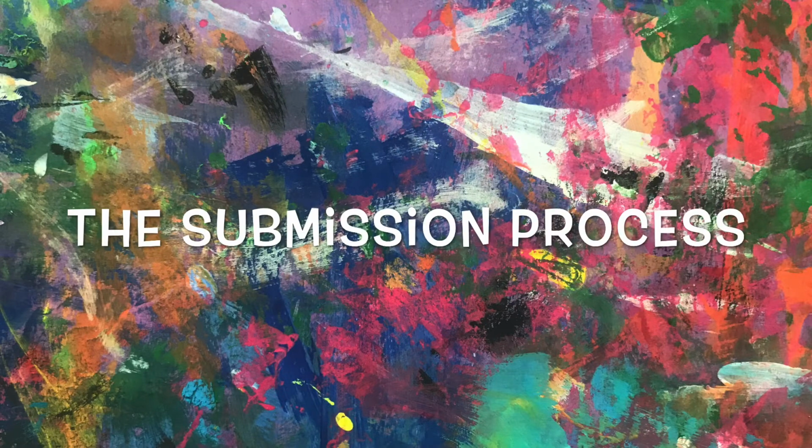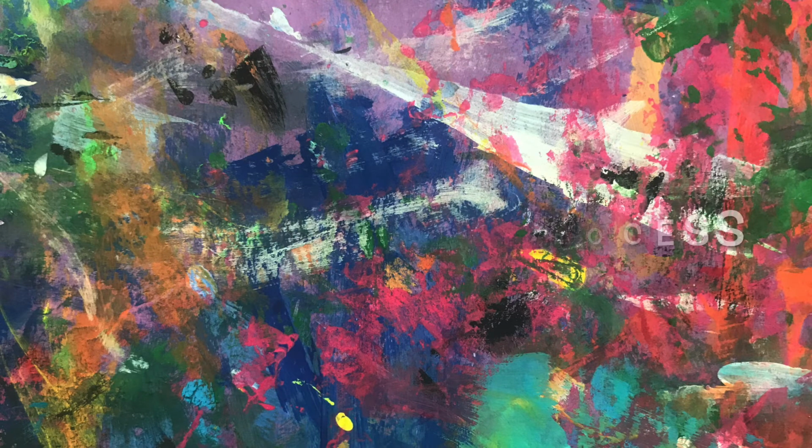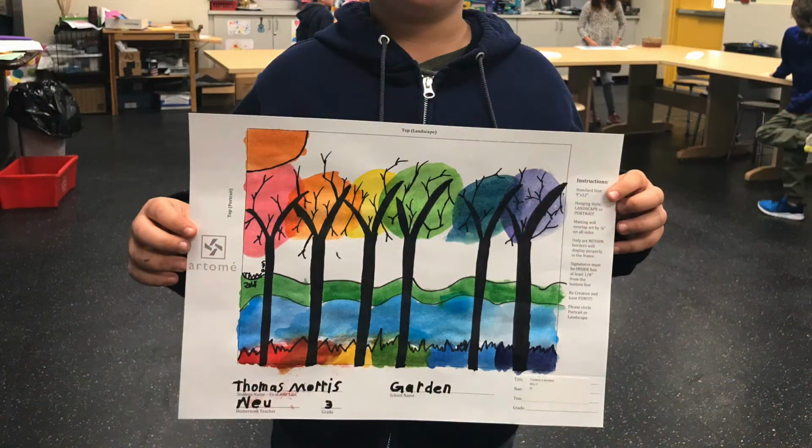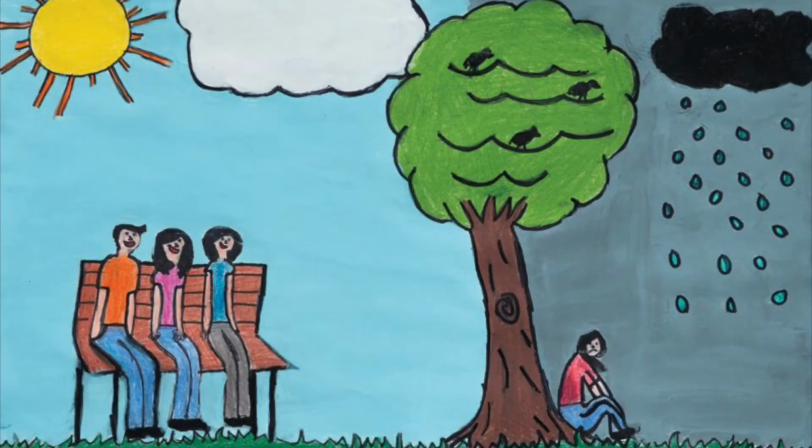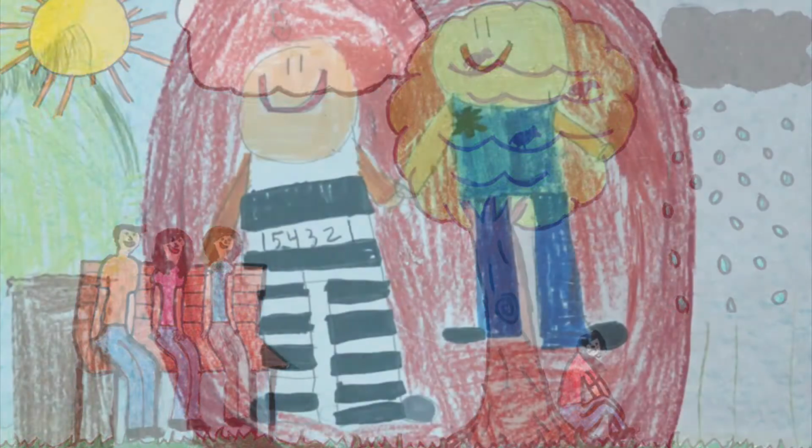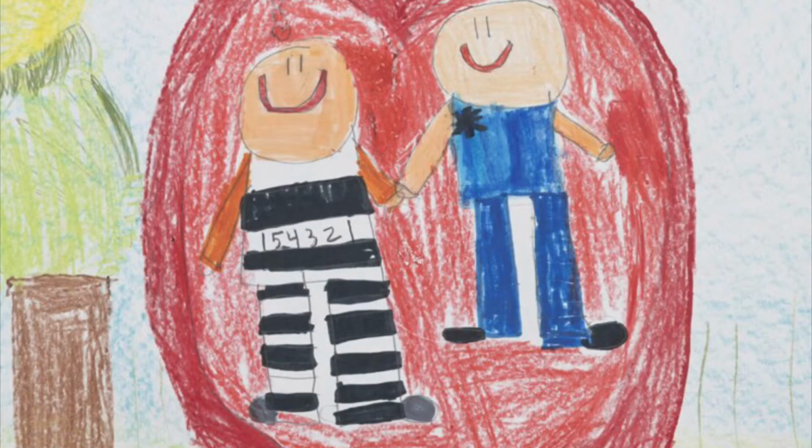Let's talk about that submission process real quick. Your piece needs to be horizontal. That means wider than it is tall. If you're submitting digitally, your artwork should be photographed in high resolution at 300 dpi. Here are some other technical things to consider and some things that will set your artwork apart from the others.